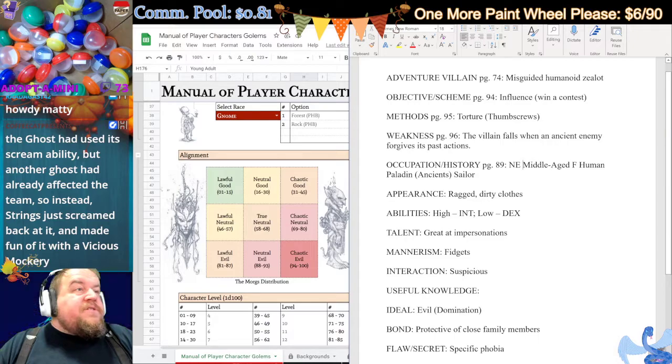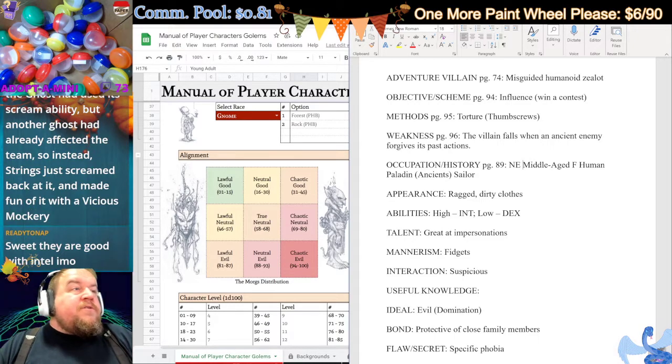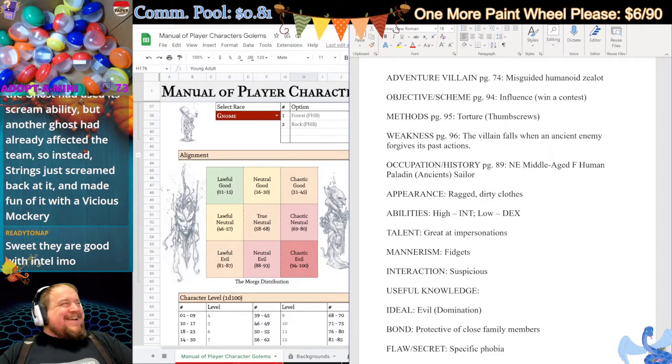Coffee Cat says the ghost had used its scream ability, but another ghost had already affected the team. So instead, Strings just screamed back at it and made fun of it with a Vicious Mockery. Love it.